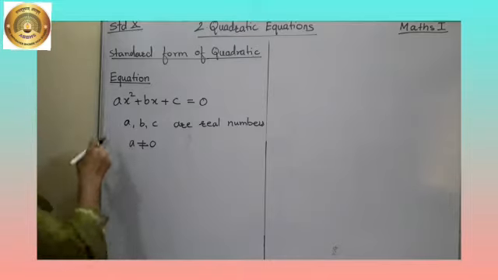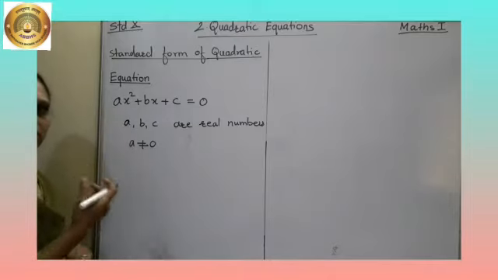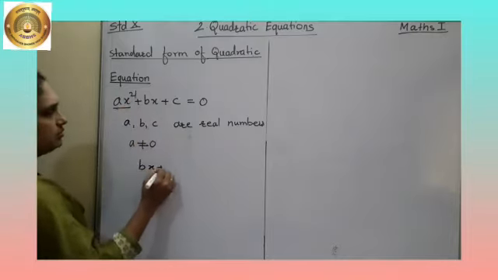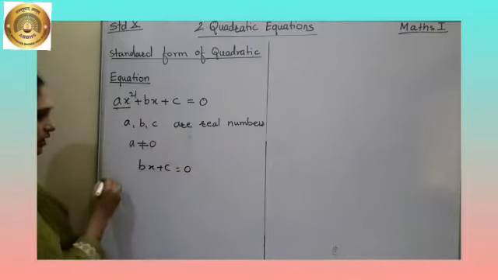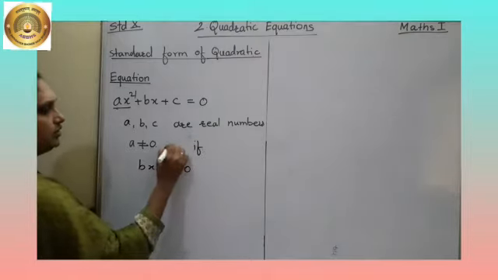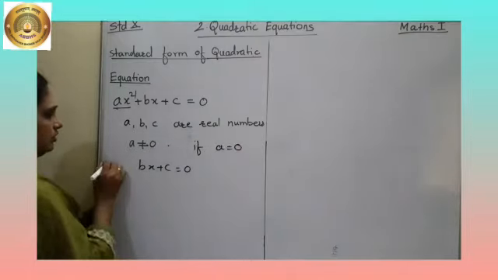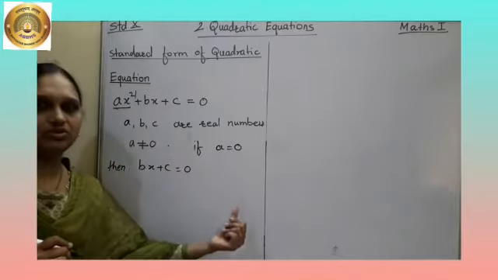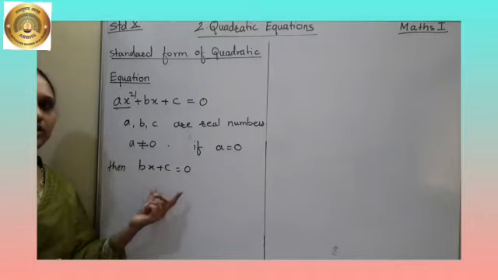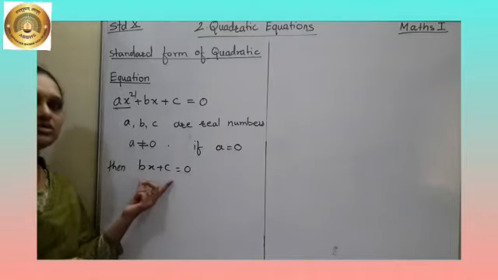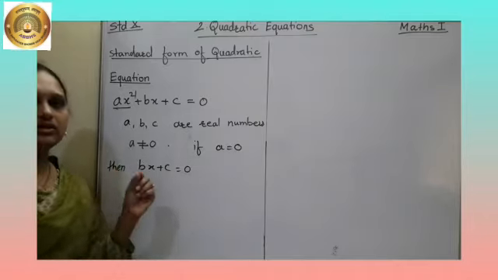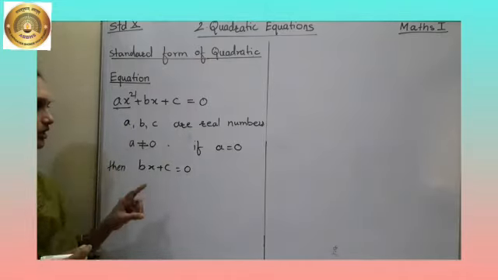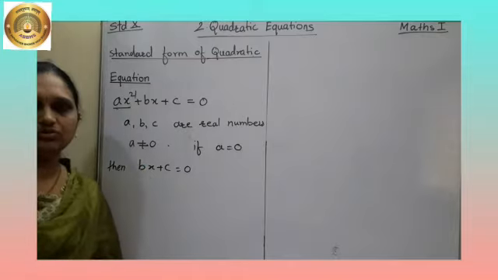Why? Because if we take a as 0, then this term will be 0. And then what remains? bx plus c. If a equals 0, then we'll get bx plus c equal to 0, which will not be a quadratic equation. Then what is it called? This is called a linear equation, and we are now studying quadratic equations. So the condition is that a should not be equal to 0.